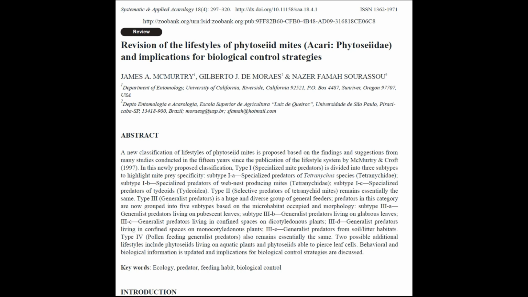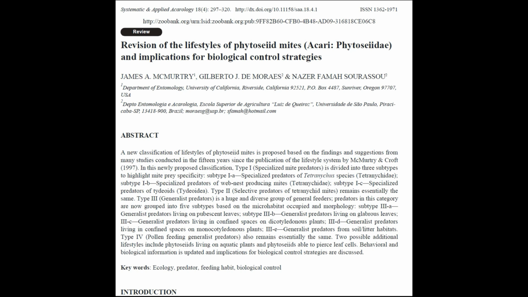Type 3 is generalist predators. Type 3 is a huge and diverse group of general feeders. Predators in this category are now grouped into 5 subtypes based on the microhabitat occupied and morphology. And essentially we have subtype 3A, which are predators living on pubescent or hairy leaves. 3B, generalist predators living on glabrous or smooth leaves.